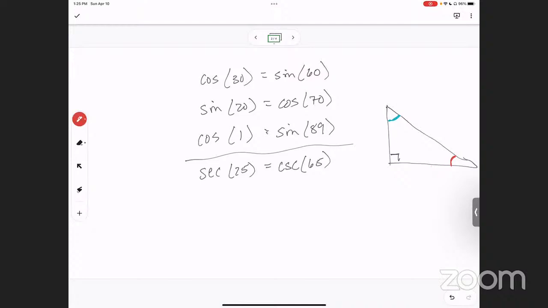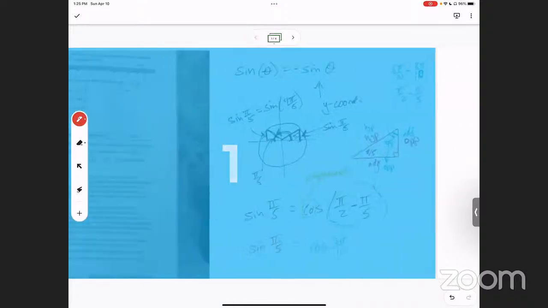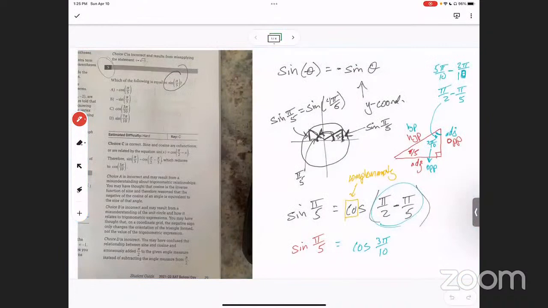And so it also works for tangent. Tangent of, let's say, 40 is equal to the cotangent of 50. So that's the idea that they were trying to get at here. If you noticed that right away, you would have been able to answer quickly. I didn't notice it right away because I misread it, but that was the property they were checking if you understood.